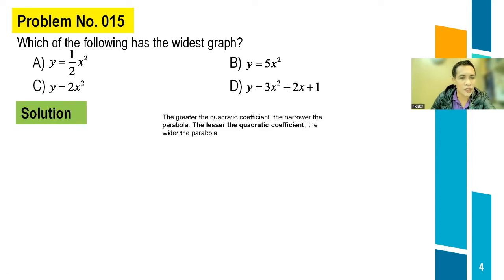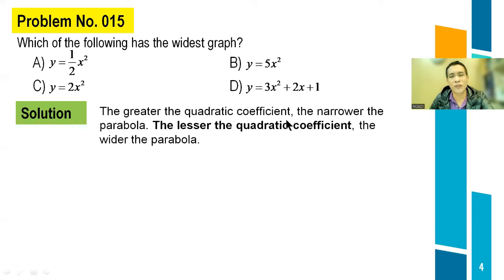All the choices are quadratic functions. For the solution, we know that the greater the quadratic coefficient, the narrower the parabola. The lesser the quadratic coefficient, the wider the parabola. The graph of a quadratic function is a parabola. We're looking for the widest, which means we're looking for the smallest quadratic coefficient. The lesser the quadratic coefficient, the wider the graph.